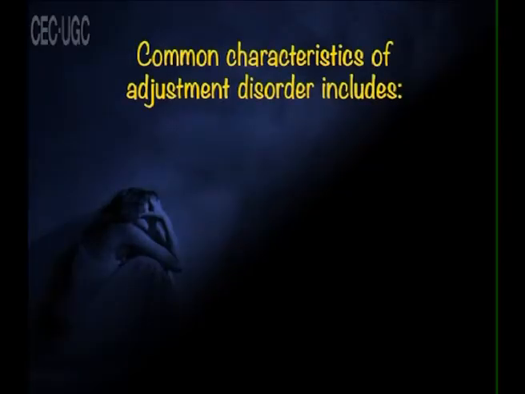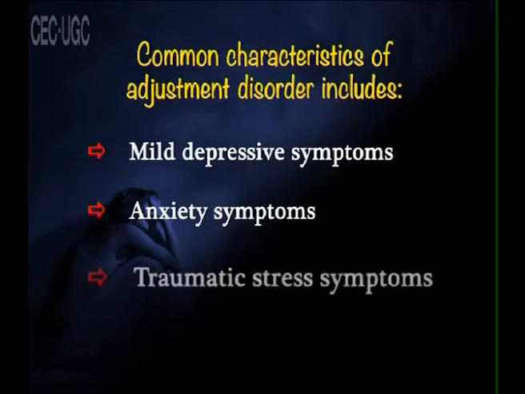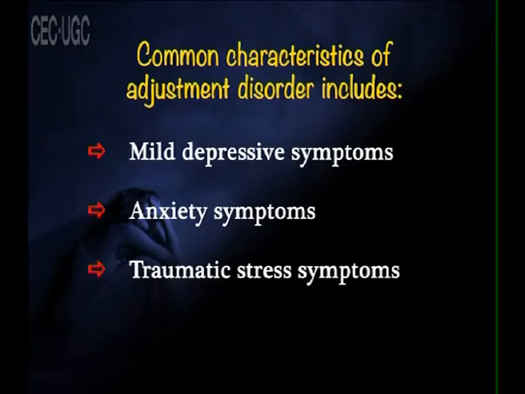Since people with this disorder normally have symptoms that depressed people do, such as general loss of interest, feelings of hopelessness and crying, this disorder is sometimes referred to as situational depression. Unlike major depression, the disorder is caused by an outside stressor and generally resolves once the individual is able to adapt to that situation. Common characteristics of adjustment disorder include mild depressive symptoms, anxiety symptoms, and traumatic stress symptoms, or a combination of the three.